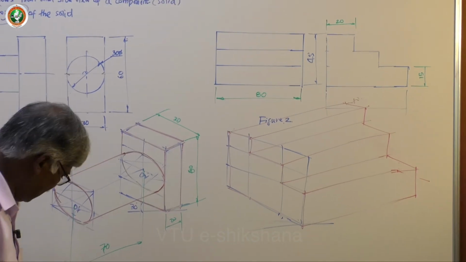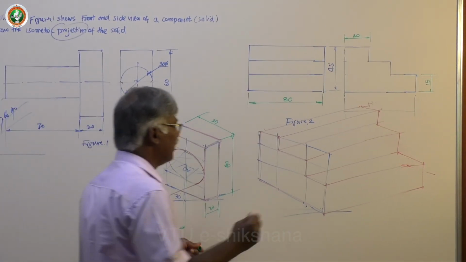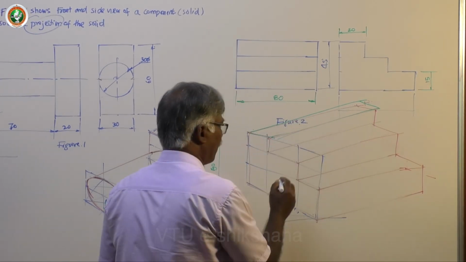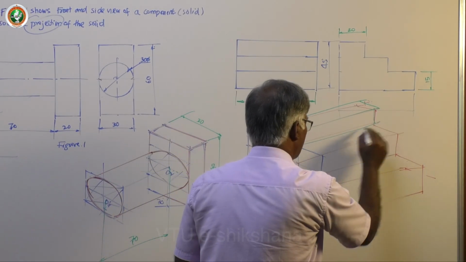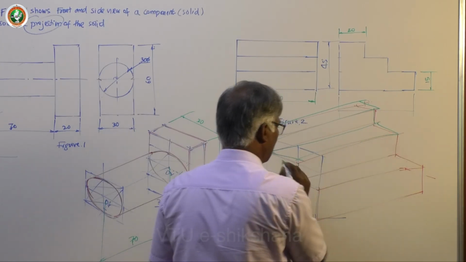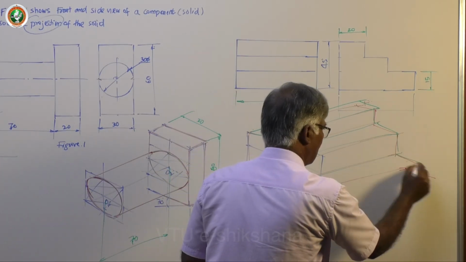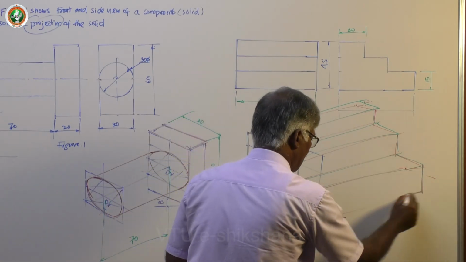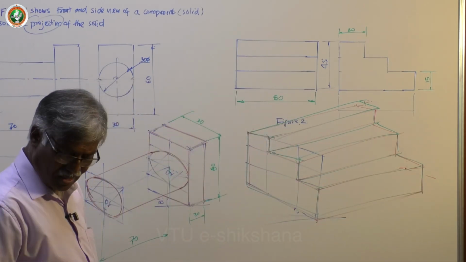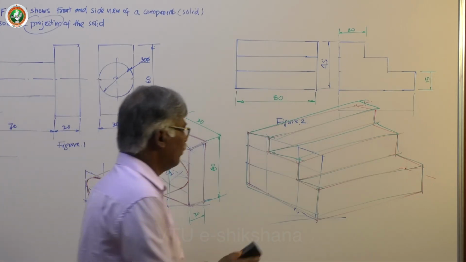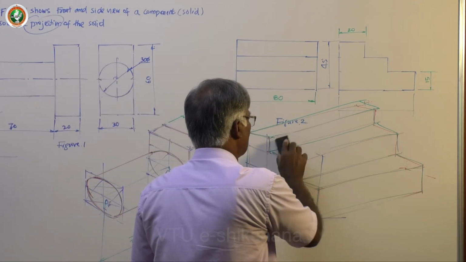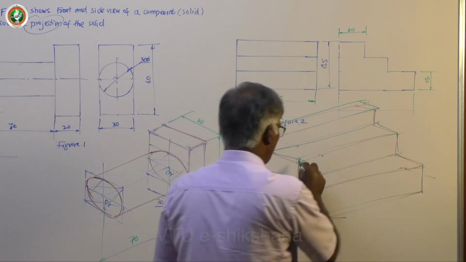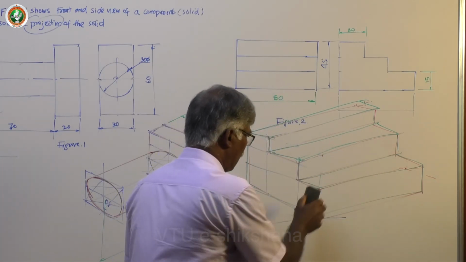Now I will finalize the steps. The first, the last one, the topmost step, and this one is a vertical surface. Second, then this is third, this one is fourth. So this is the profile. Okay, so for clarity, I remove these portions. You are not supposed to do it because the procedure must be there.